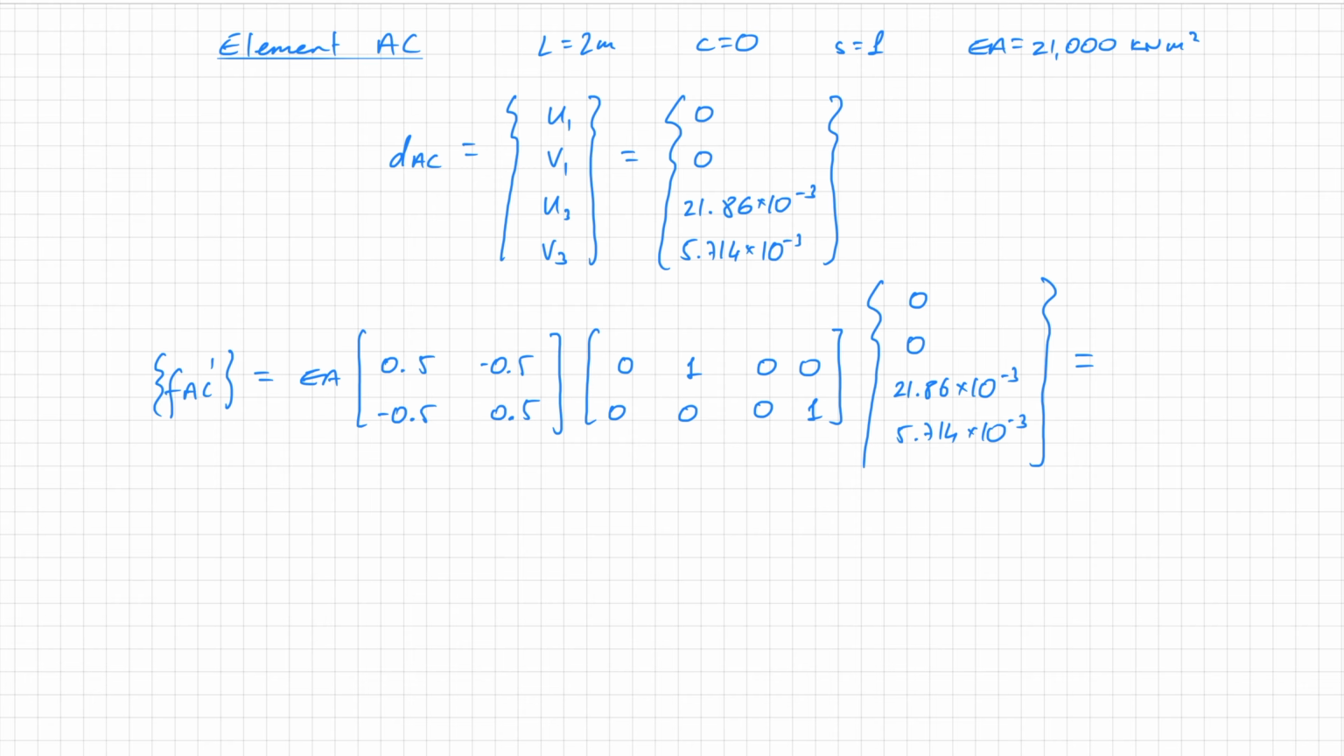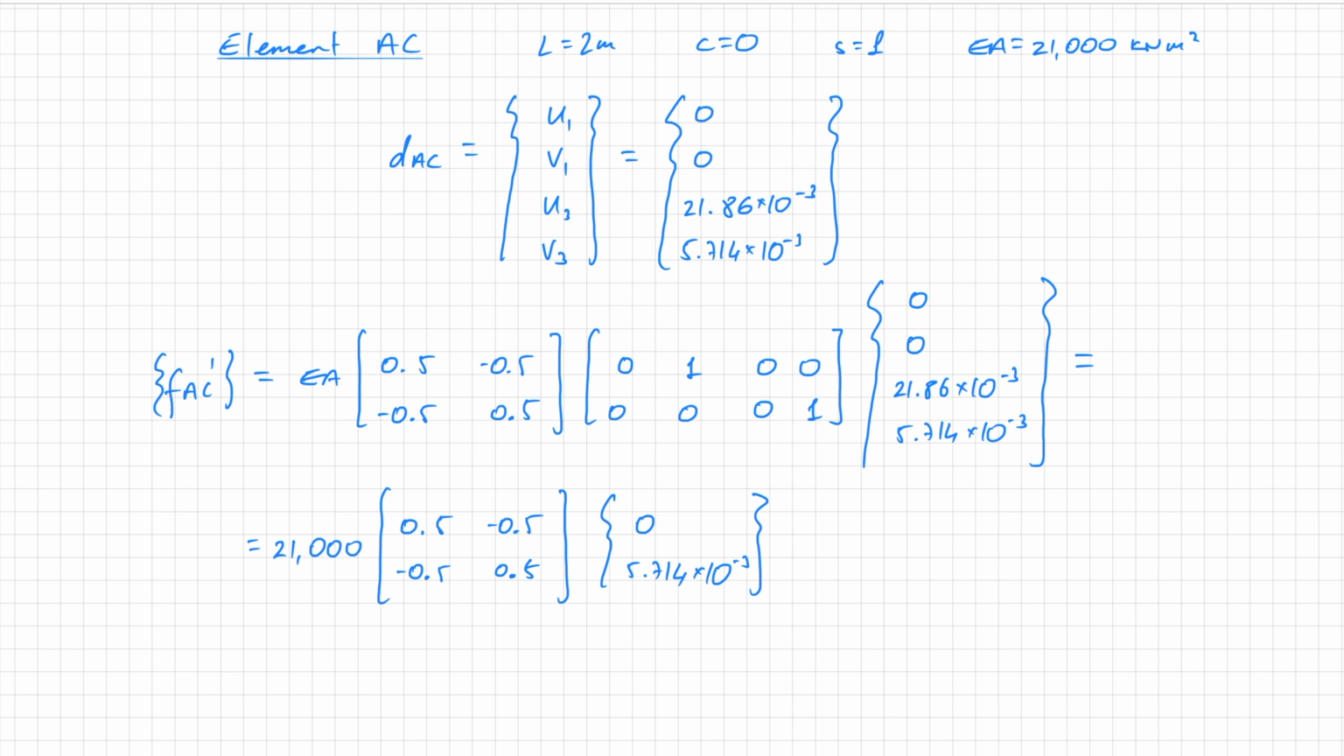I'm going to do it step by step, but obviously you can do it in any quicker method that you know. So EA, 21,000, for a second remains as is. And then I'm just going to multiply the transformation matrix times the displacement vector. So you can see in row 1, I've just got 0 times 0, 1 times 0, 0 times 21.86 times 10 to the minus 3, and 0 times 5.714 times 10 to the minus 3. So you can see here that I get 0. And for the second one, we can see that just the fourth member in that row is 1, and the fourth member in that column is 5.714 times 10 to the minus 3. So that's really all I have here.